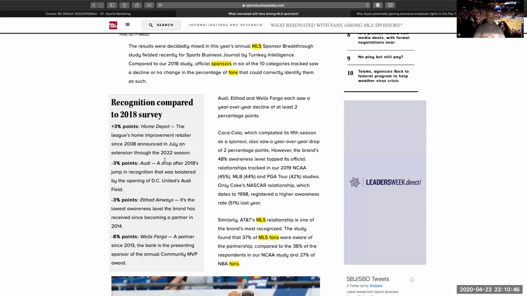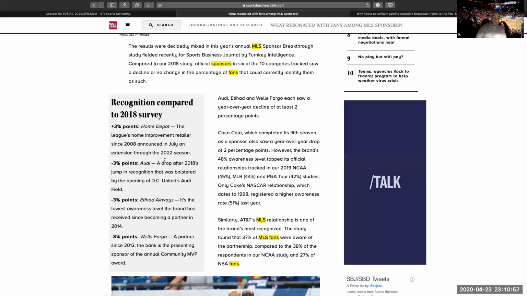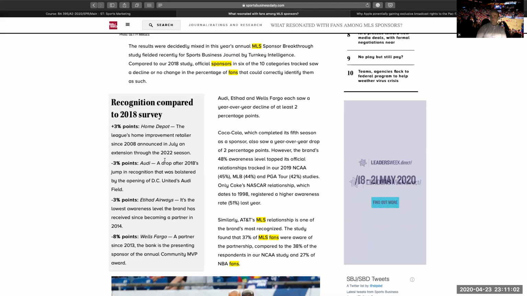Audi, which is the official auto sponsor, saw a 3% dip in their recognition, still decently above Toyota at 18% recognition. Etihad Airways, and this is something I didn't even know, is the official airline of the MLS. Never even heard of them. They are currently second to American Airlines with an 18% to 15% recognition.